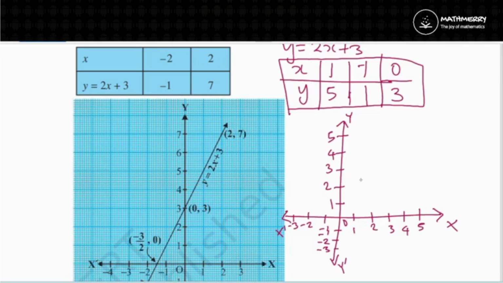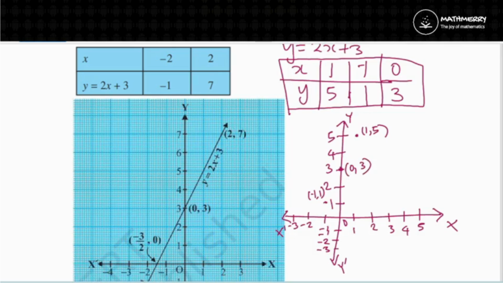Now we have to plot these points. The first point is 1, 5. So 1 on the x-axis and 5 on the y-axis. So the point will come here, 1, 5. Now the next is -1, 1. -1 on the x-axis and 1 on the y-axis. So it will come here, -1, 1. Next is 0, 3. 0 on the x-axis and 3 on the y-axis. So this will come here, 0, 3.